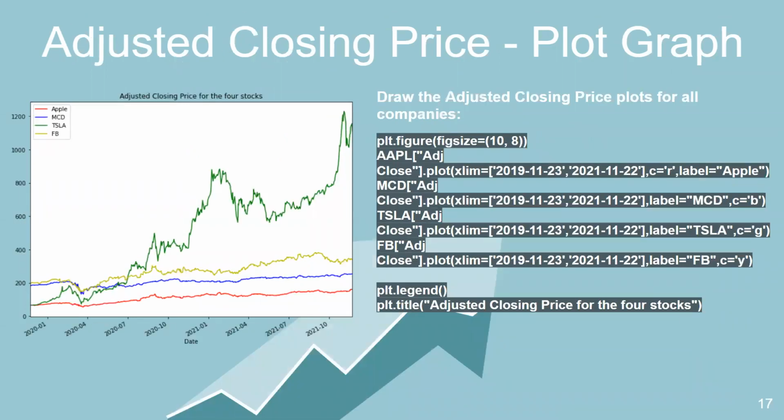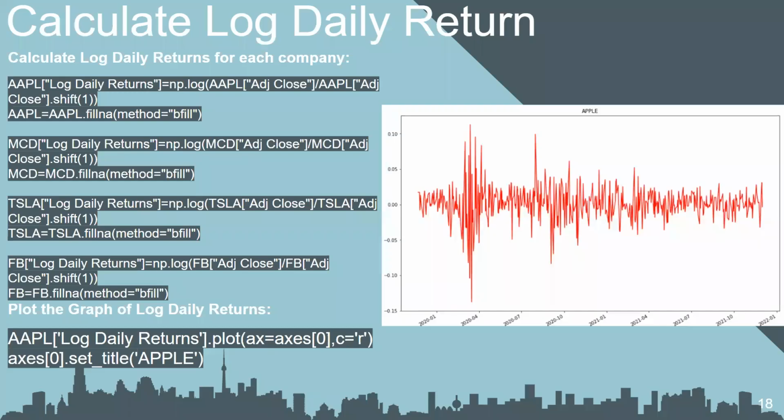On the other hand, we plot the adjusted closing price for all companies. This graph is very similar to the previous one. That's because the moving average is based on the adjusted closing price. So it's not very surprising that Tesla stock price has the most obvious general increasing trend over time.